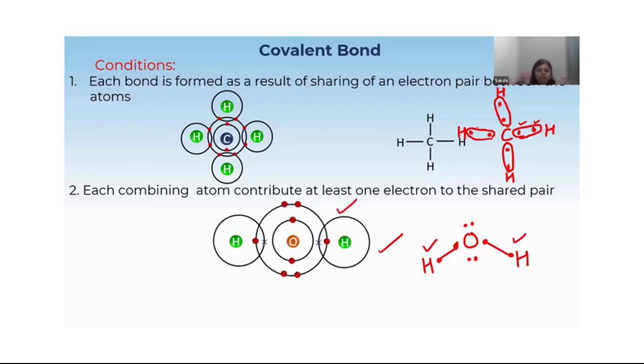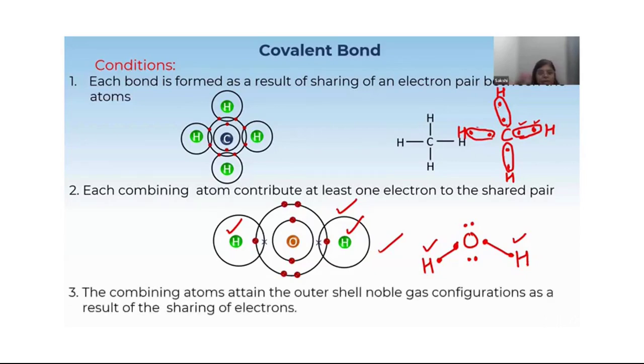You can draw it this way also. If you see here, oxygen has 2 electrons in the first shell and 6 in the last shell. Out of the 6, it is sharing 2 with the hydrogens, 1 with this hydrogen and 1 with the other hydrogen. This type of diagram we call a dot and cross diagram. Any element you can represent by either a dot or a cross, so that you can know that the cross electron is coming from hydrogen. The combining atoms must all attain an outer shell noble gas configuration.